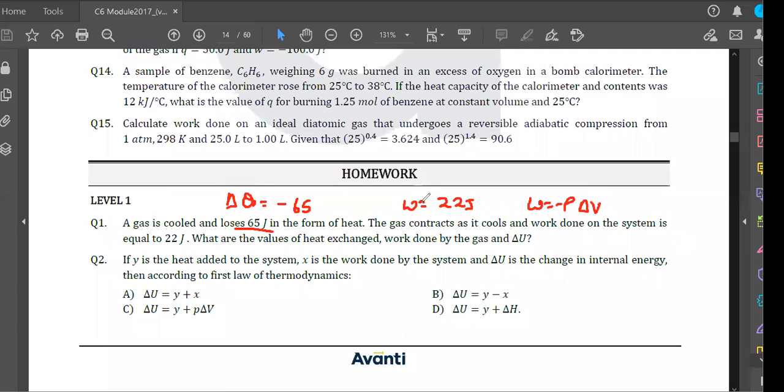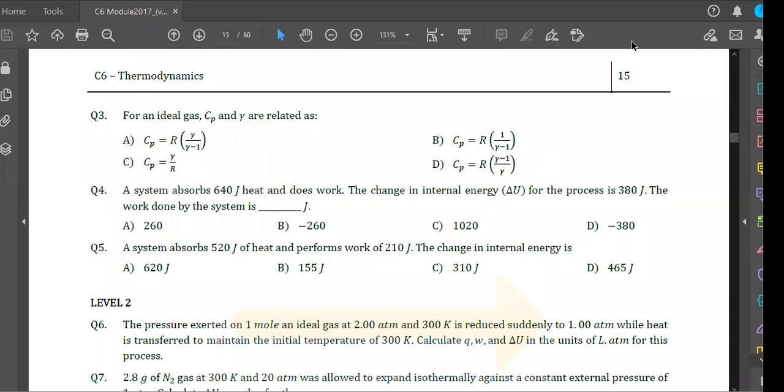It's basic formula putting. Can you solve it? Right, everyone? I guess you can solve it now. So delta U is Q plus W, which is minus 65 plus 22. It should be easy. It should be minus 43 joule. Easy? Okay, question number 1 done.